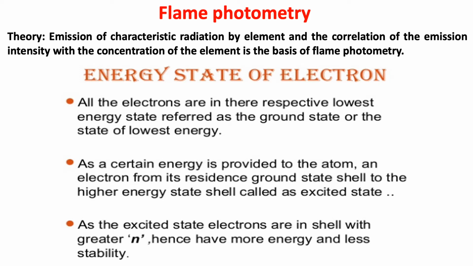This emitted light will be in the visible region. This extra energy will be liberated by the electron in the form of light energy, which falls in the visible region, that is from 400 to 800 nanometers. That's why, when we burn any sodium element in a normal Bunsen flame in the lab, we see a yellow color. Due to this transition, the electron jumps from a higher energy shell to a lower energy shell and liberates that excess energy in the form of visible light.